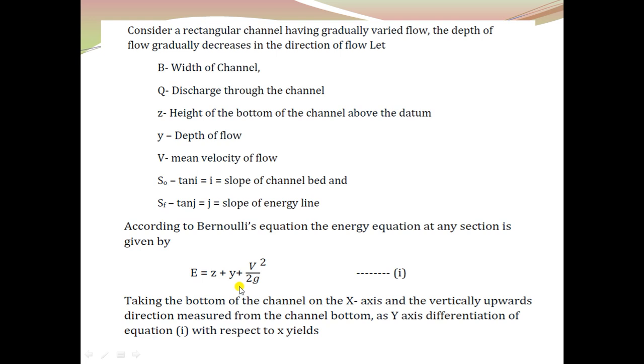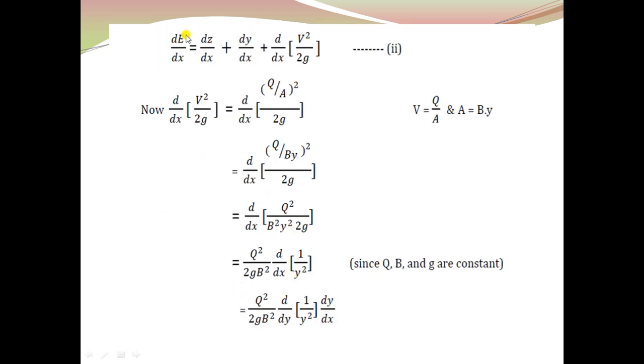So if we differentiate equation 1, we will be getting dE by dx equals dz by dx plus dy by dx plus d by dx of V square by 2g. Let us call this equation 2. Now consider the last term. d by dx of V square by 2g will be equal to d by dx of (Q by A) the whole square divided by 2g. So in place of V, we are replacing it by Q by A.